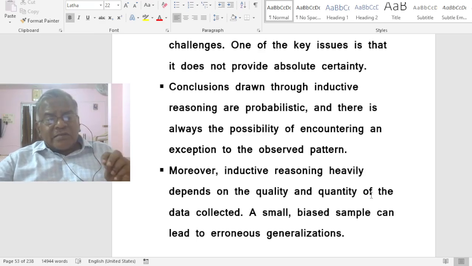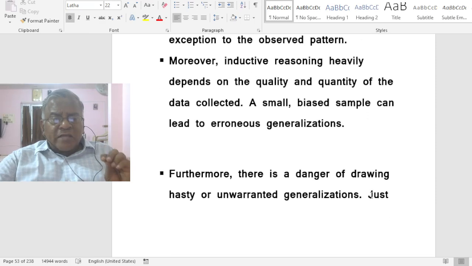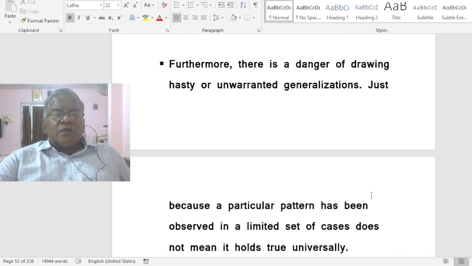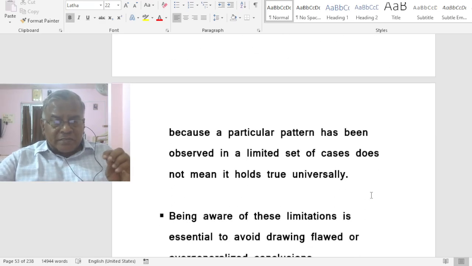So inductive reasoning heavily depends on the quality and quantity of the data collected. A small biased sample can lead to erroneous generalizations. All these points are very important with regard to research. Furthermore, there is a danger of drawing hasty or unwarranted generalizations. Just because a particular pattern has been observed in a limited set of cases does not mean it holds true universally. It may not be true always.